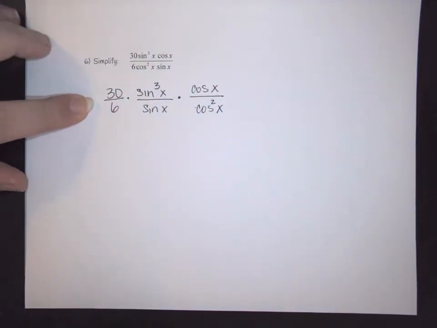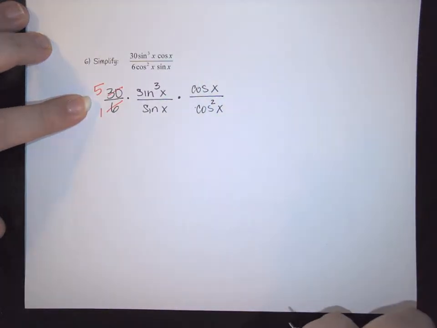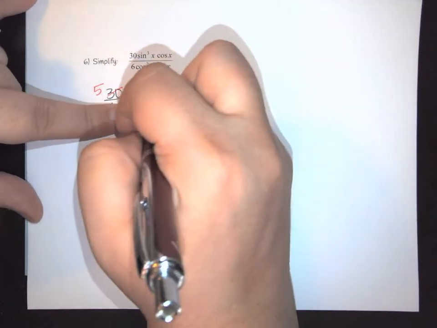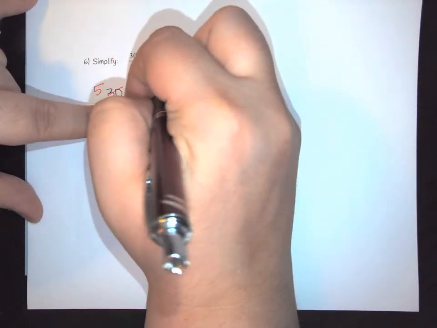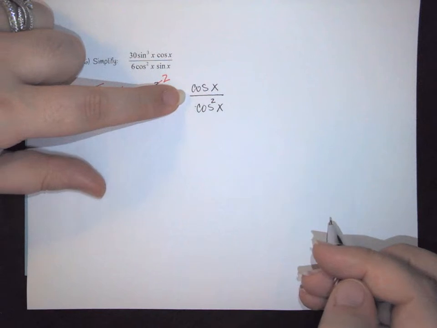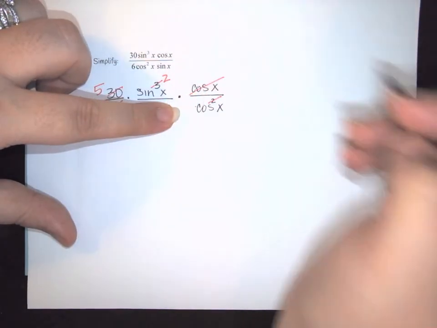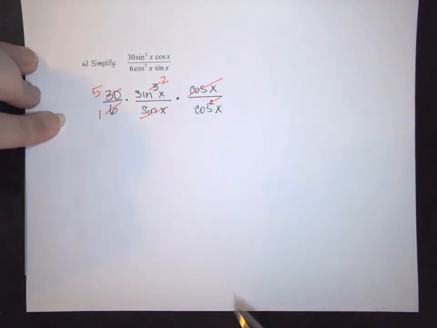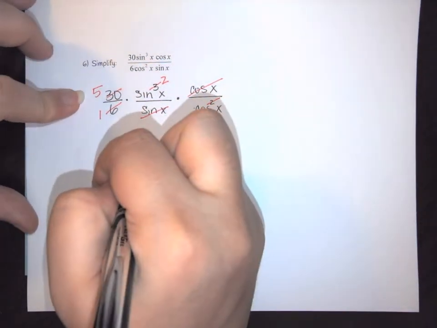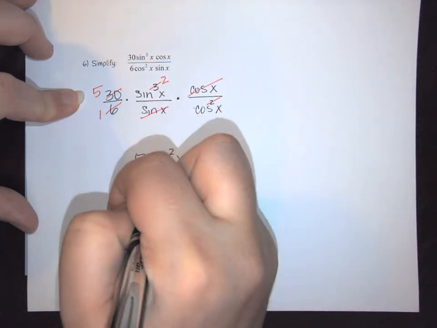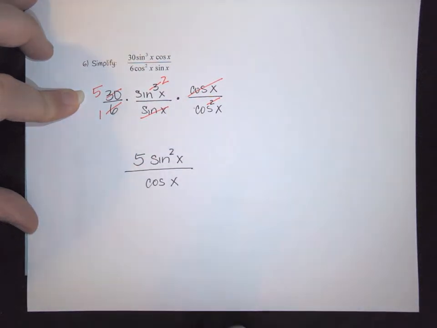Now I can look at these as 3 individual fractions. So when I look at this, 30 over 6, I know both of these reduced gives me 5 on top, 1 on the bottom. When I look at sine, I have 3 of these on the top, 1 on the bottom. So the sine on the bottom goes away, my 3 can change to a 2. Same with my cosine. I have 1 on top and 2 on the bottom, so the cosine on top goes away and changes this to 1. So if we rewrite your fractions, I have 5 sine squared of x all over the cosine of x.